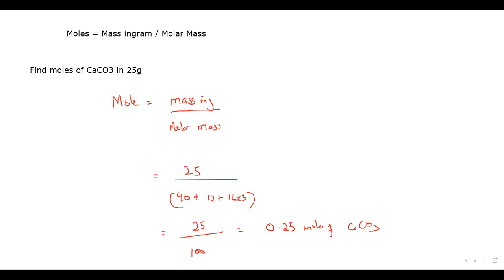So the first formula to get the moles is mass in gram divided by the molar mass. Mass in gram is given and molar mass is not given, but you have to use a periodic table. You can work out the molar mass, and mass divided by molar mass gives you the moles. Now what is the second formula?